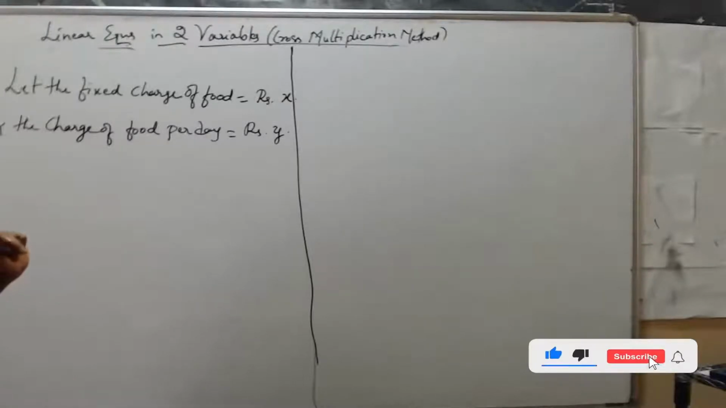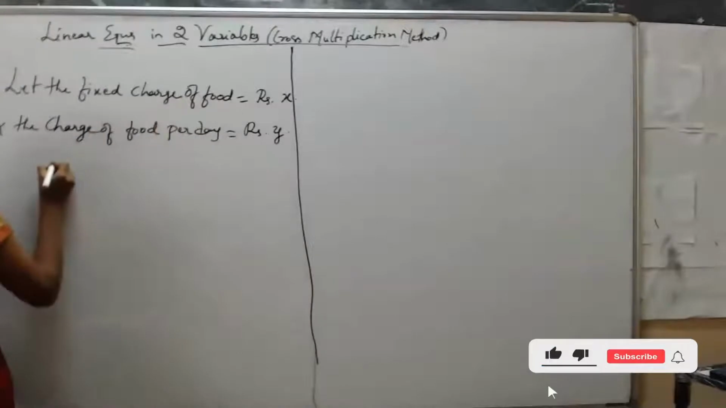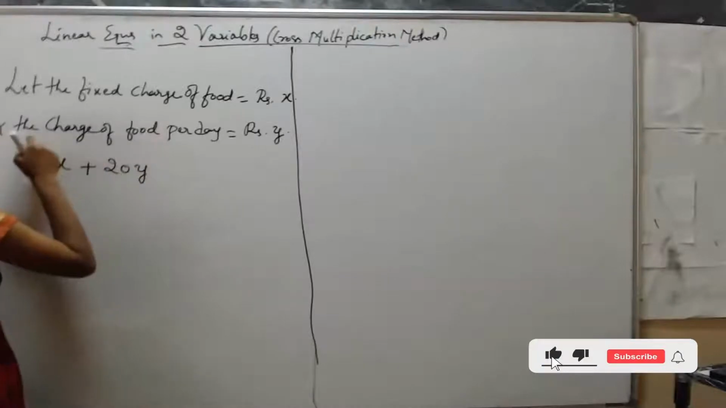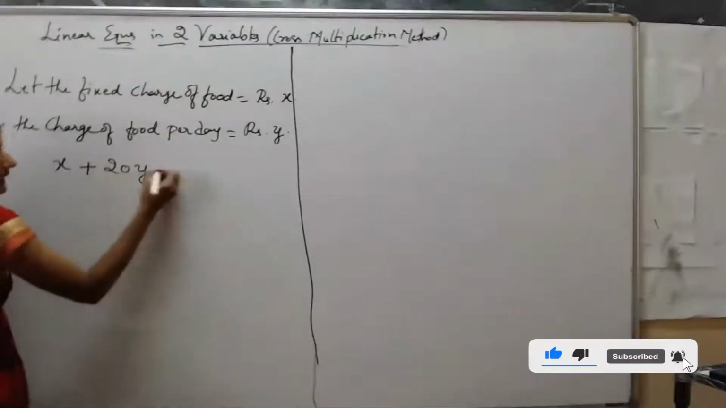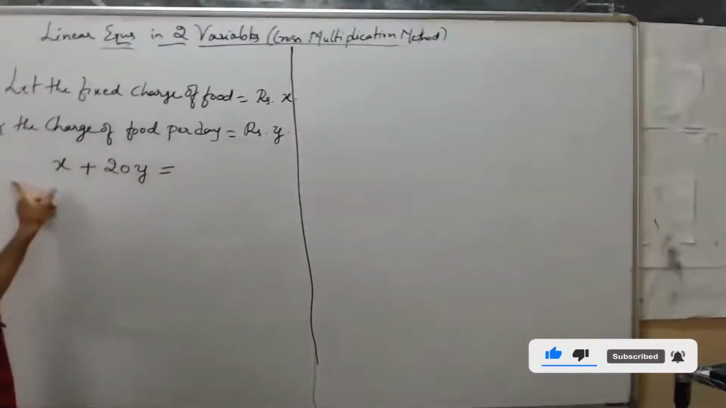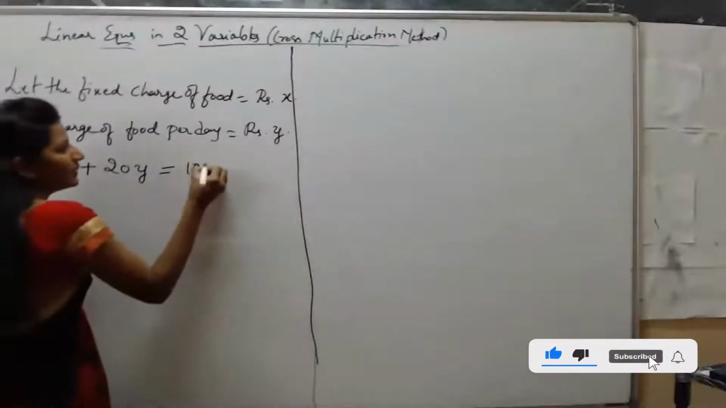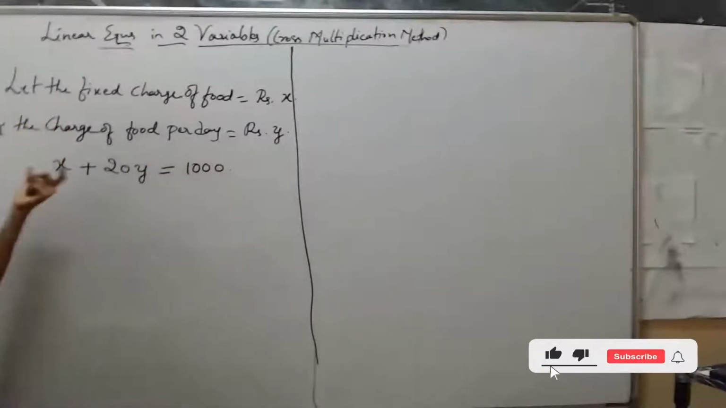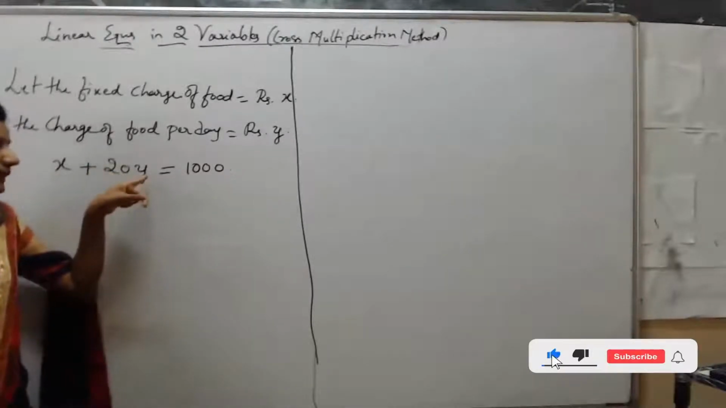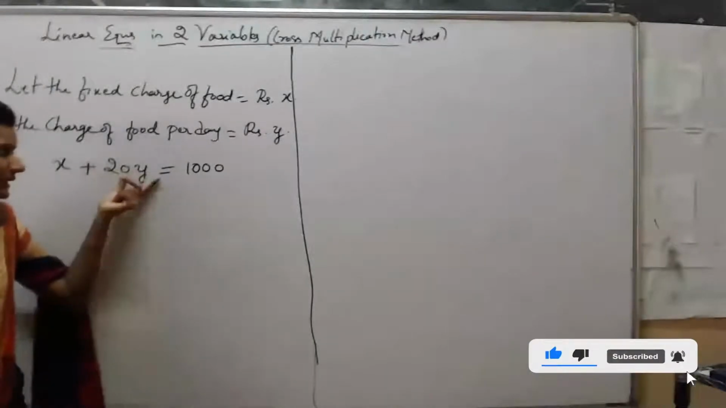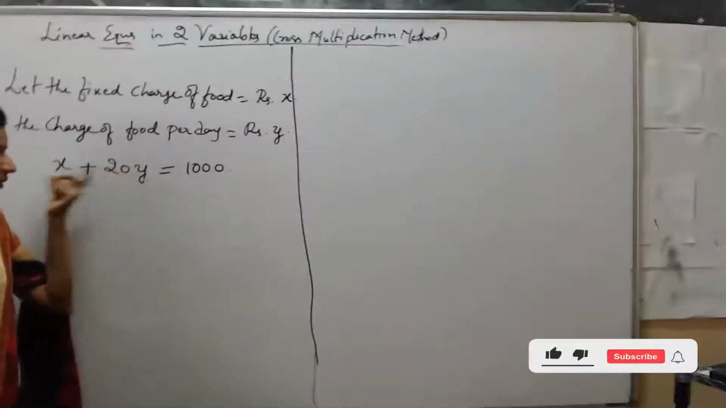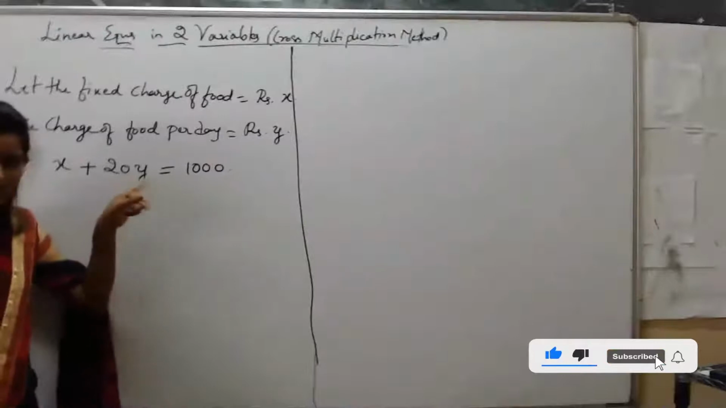A takes food for 20 days. There is a fixed charge x and he takes 20 days extra. Means the charge of food per day for 20 days, which he pays for A. Okay, student A pays 1000 rupees. Understood? There is a fixed charge for food. If he takes extra 20 days, he has to pay per day, like that, for 20 days. So the total amount he paid is 1000 rupees, where we don't know how much he paid per day and what is the fixed charge.